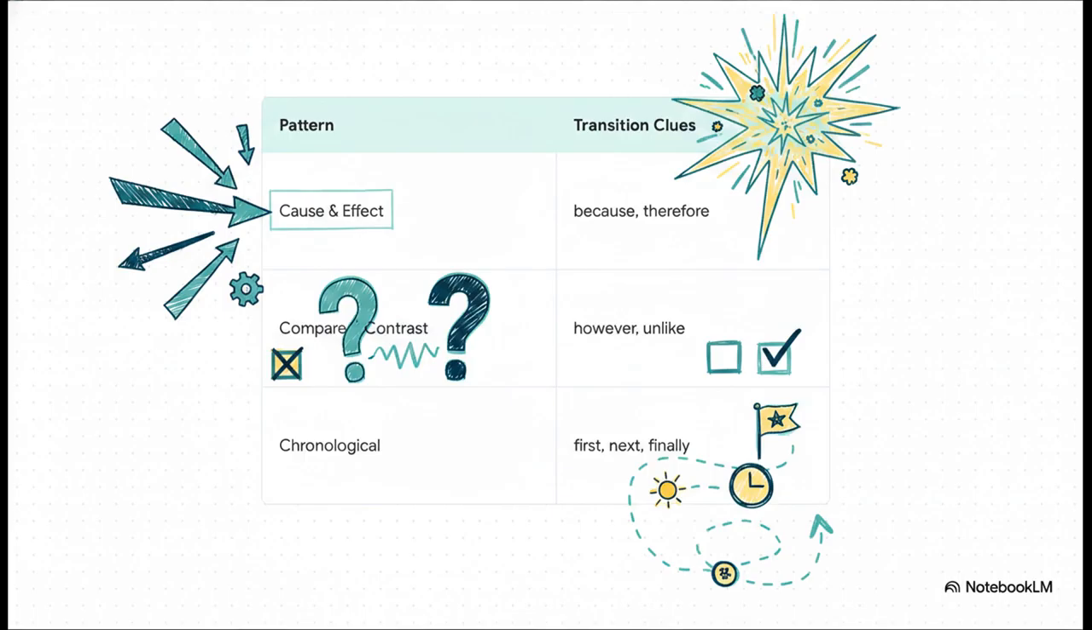What about compare and contrast? You're going to see clues like however or unlike. And for chronological order, the author is going to use time-based clues like first, next, and finally. Spotting these words is literally like turning on a black light. The hidden structure just glows right there on the page.